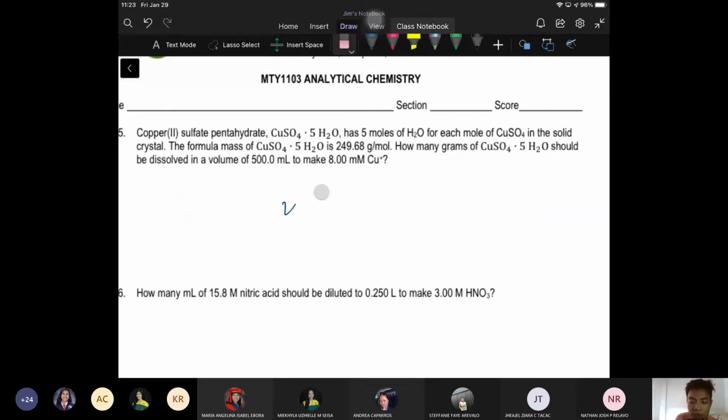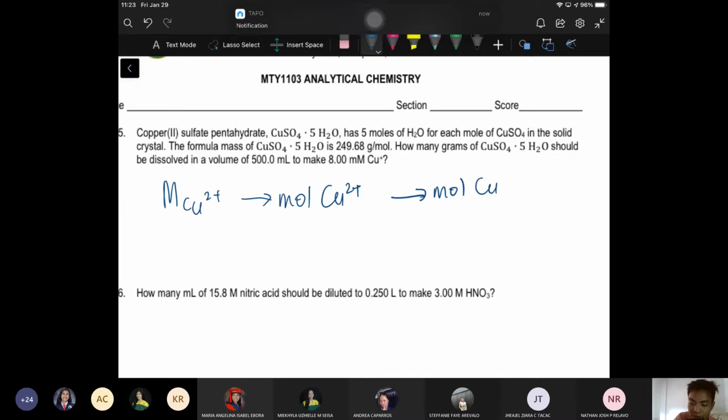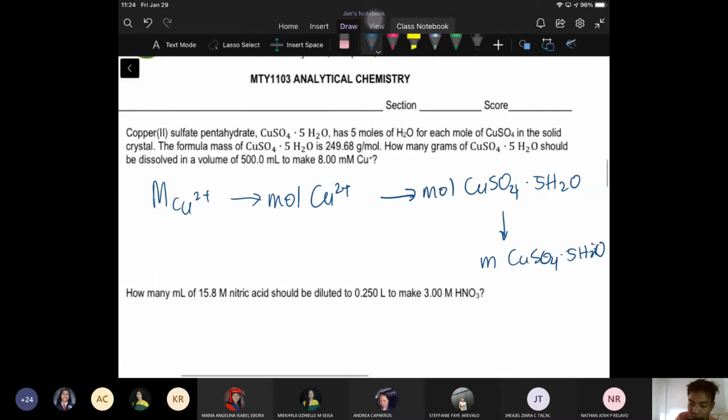So, this is your workflow. I'll give you a tip, but the rest is up to you. You go from the molarity of copper 2+ to moles of copper 2+, and then you convert it to moles of copper 2 sulfate pentahydrate, and then later on convert that into mass of copper sulfate pentahydrate. Okay? So that's the process for this question.